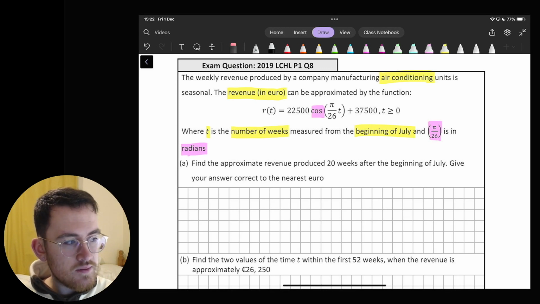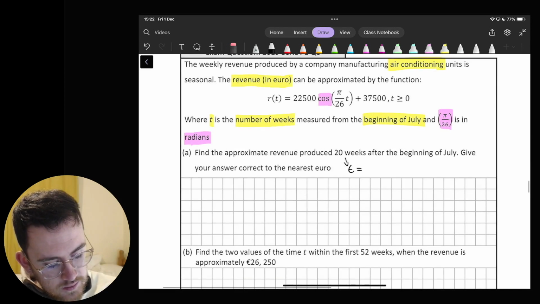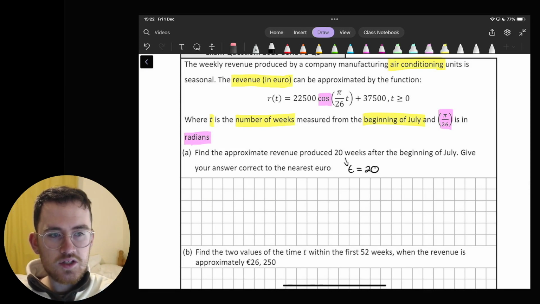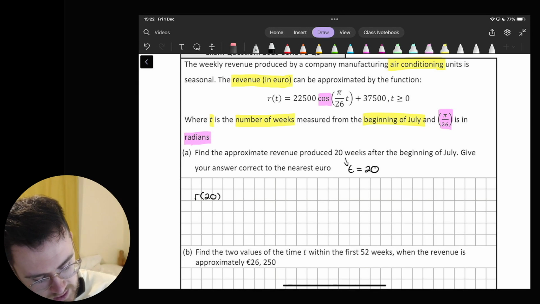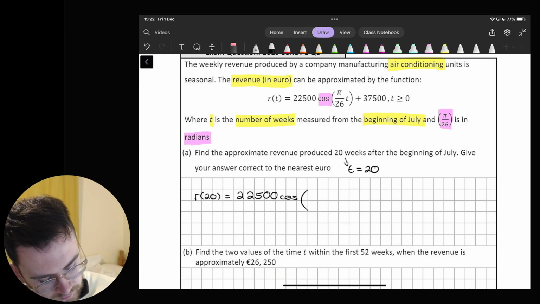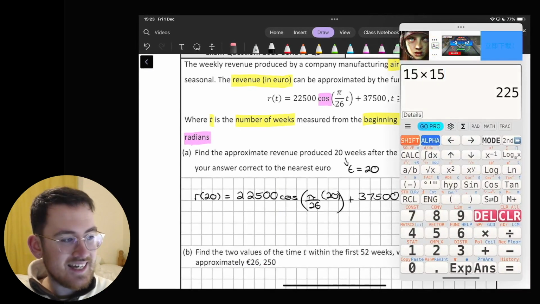So we're looking for the approximate revenue from this production after 20 weeks. So that means here that t is going to be 20. My time is 20 weeks after the beginning of July. Remember, t was the number of weeks after the beginning of July. So I'm just going to be finding my revenue after these 20 weeks. I'm simply subbing into my formula for 20 weeks. So pi over 26 by 20 plus 37500.